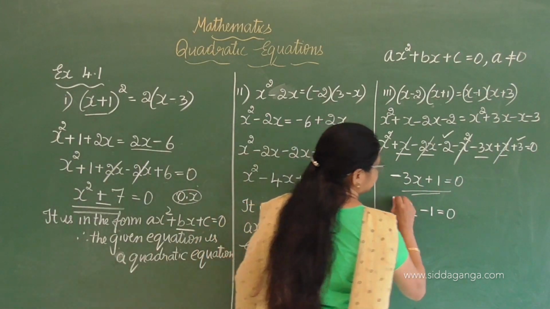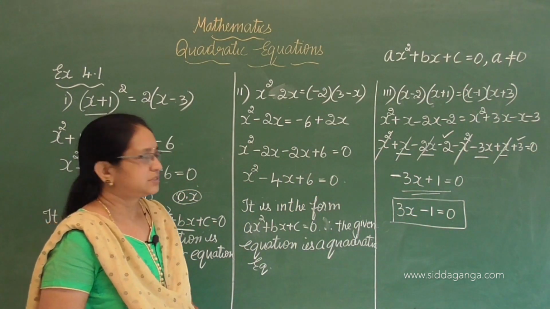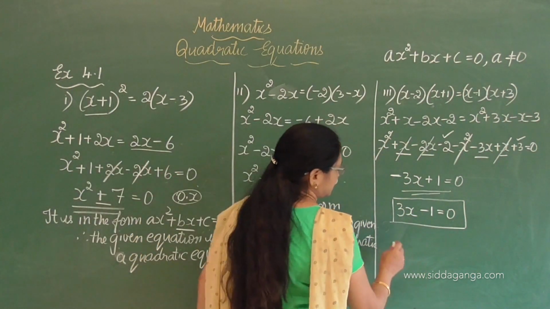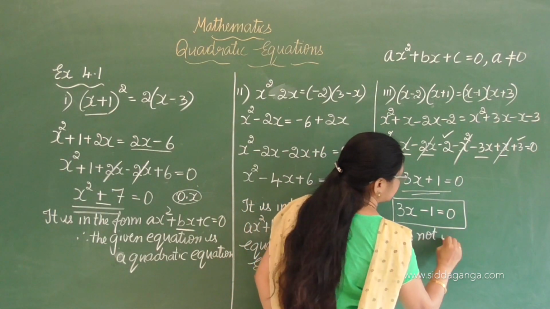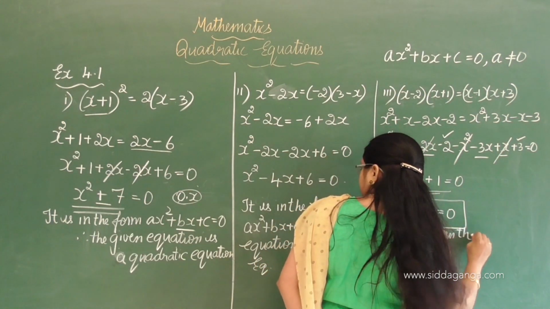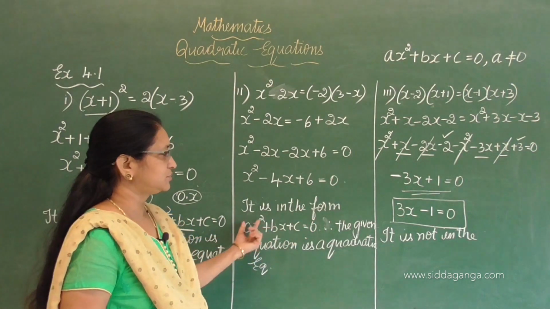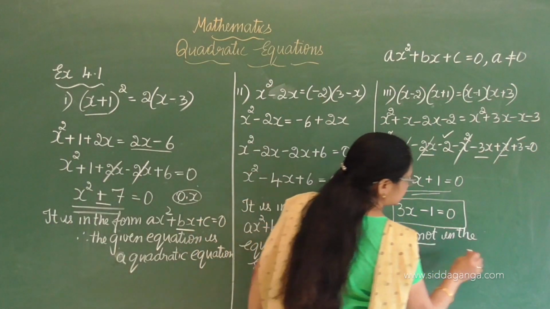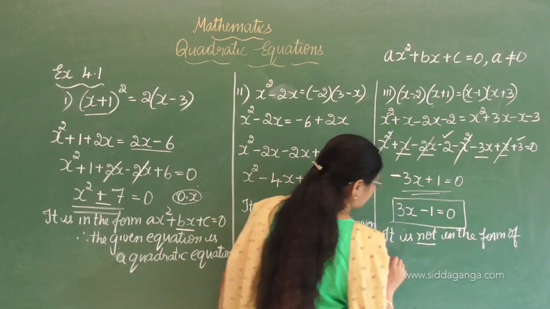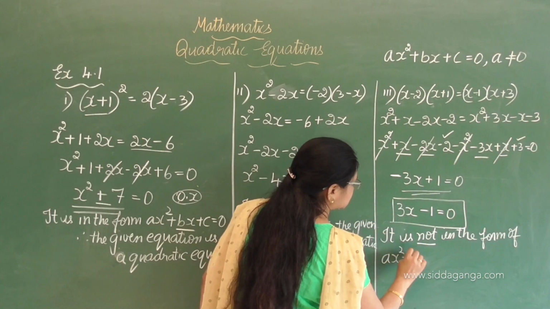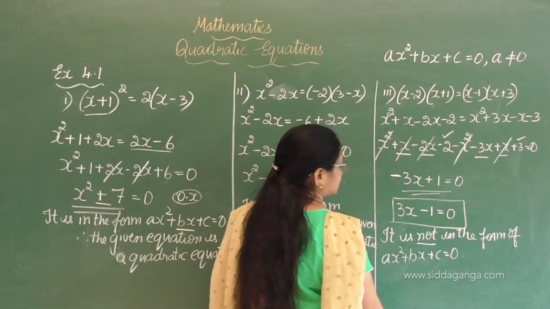Now, just see whether it is in the form of a quadratic equation. Definitely no. So, you can write it is not in the form. Here, what have you written? It is in the form. So, you can write it is not in the form of ax square plus bx plus c is equal to 0.